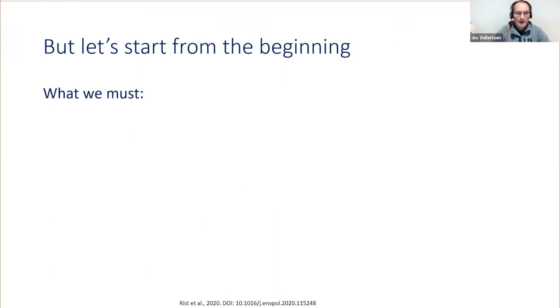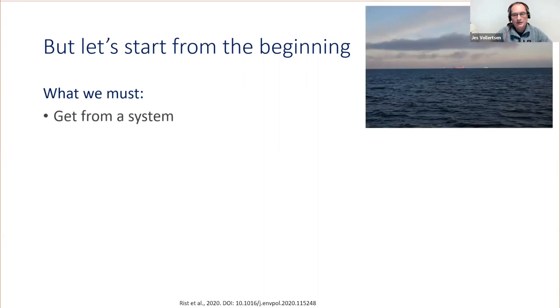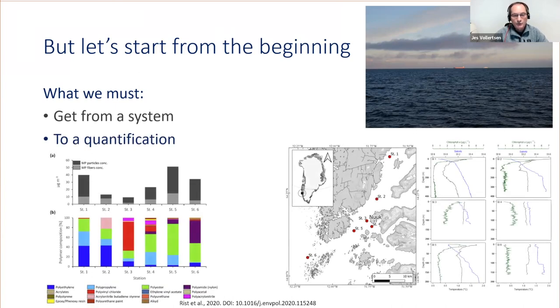Okay. Let's start from the beginning, maybe. What we have to do when we analyze is to get from a system, which could be the marine environment you see here, this is some of the Danish waters, to a quantification. And this quantification means you have to have some numbers and some masses and some polymer composition and so on.